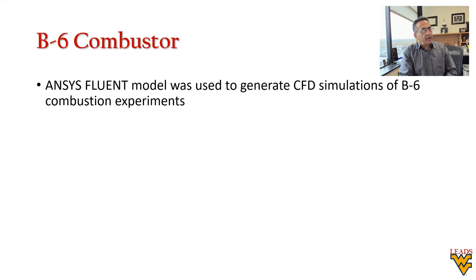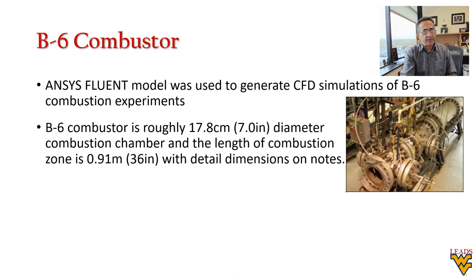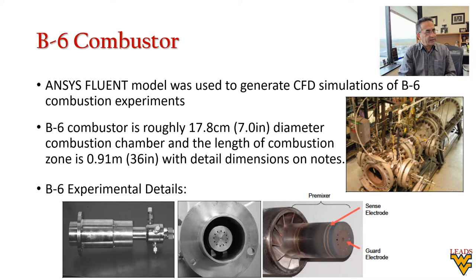The B6 combustor that was used for this purpose, the ANSYS Fluent model was used to generate a computational fluid dynamic simulation for this experiment. B6 combustor is a roughly 7-inch diameter combustion chamber, and the length of the combustion zone is about 36 inches, with detail dimensions on notes. What you see here on the bottom is the B6 experimental detail that was done, and then the CFD model was developed for this experimental detail.